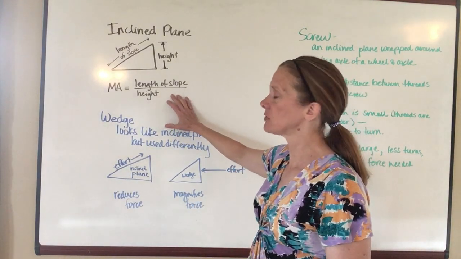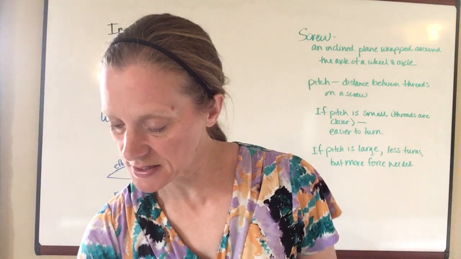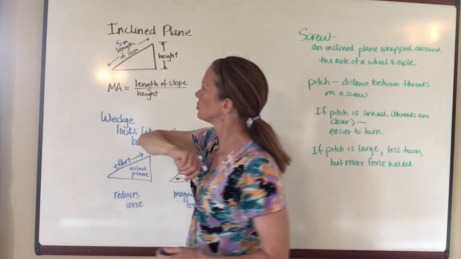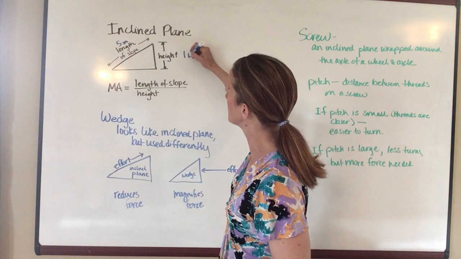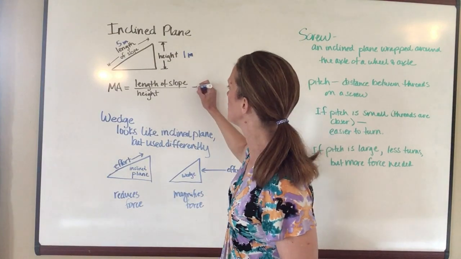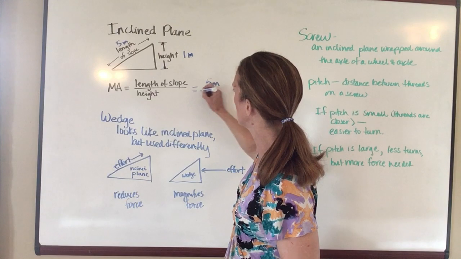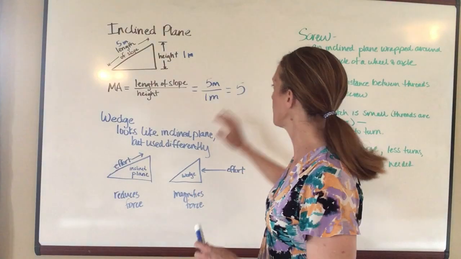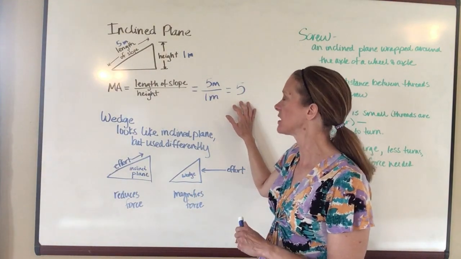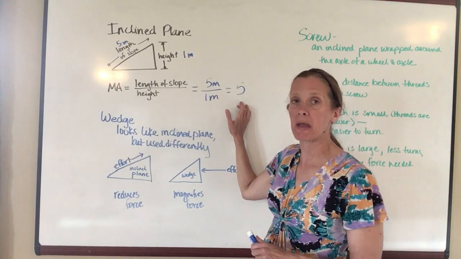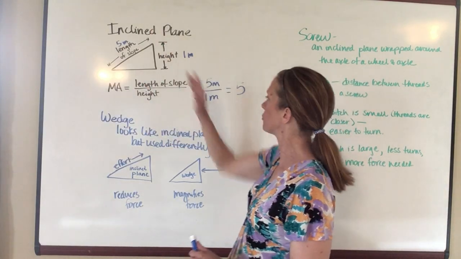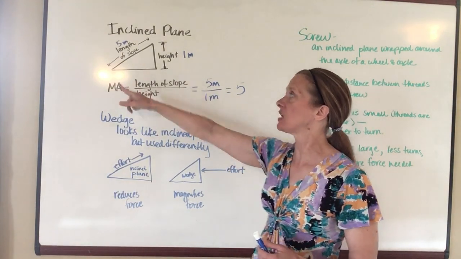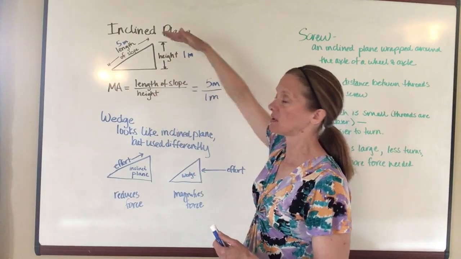Okay, so length of the slope divided by the height. So let's say, as an example here, that my slope is 5 meters long, and let's say that the height of this is 1 meter. So the mechanical advantage of this particular ramp would be 5 meters divided by 1 meter, which would be a mechanical advantage of 5. So what that mechanical advantage means is that I can reduce the amount of force that I need to push something up the ramp by a factor of 5. I'll have a fifth of the force, but I've got to push it 5 times as far as if I just took it and lifted it up.